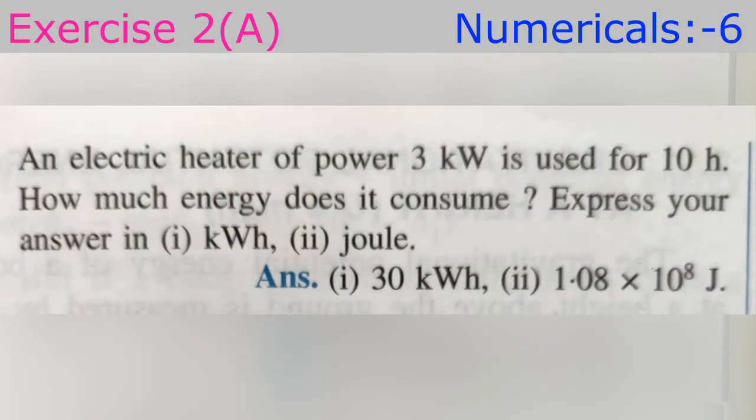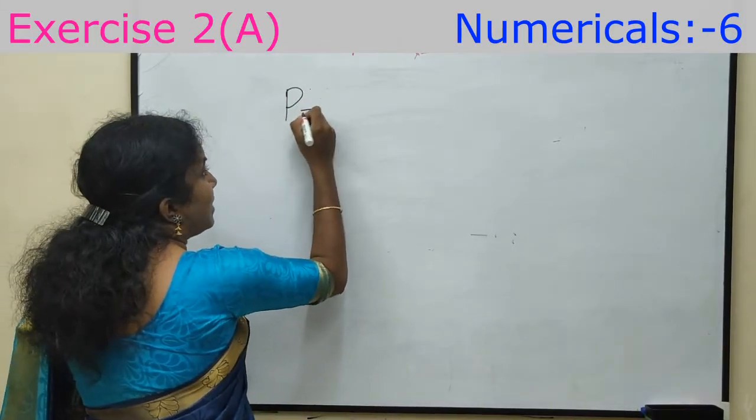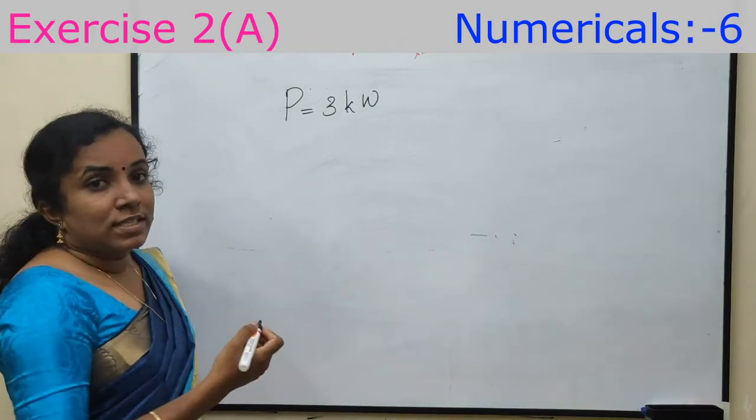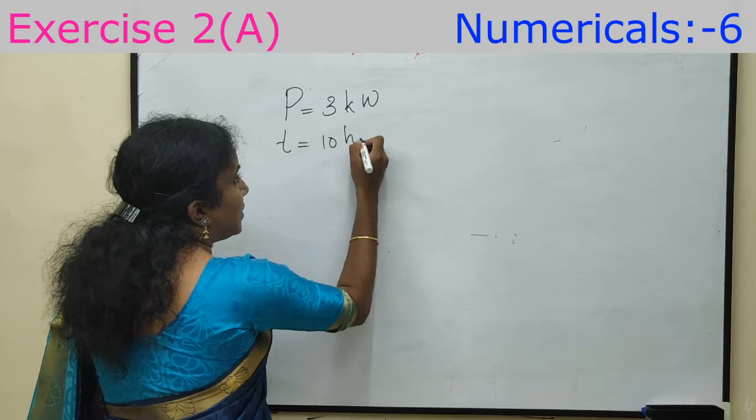Now, the next question is, an electric heater of power 3 kilowatt is used for 10 hours. How much energy does it consume? Express your answer in kilowatt hour and in joule. Here, the power of the heater is 3 kilowatt and it works for a time of 10 hours.